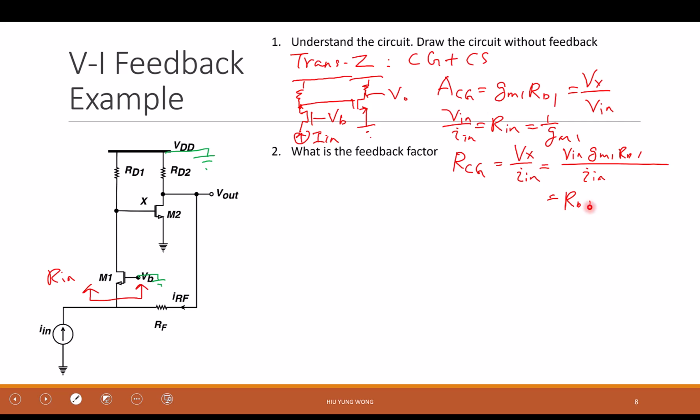What I'm saying is, I showed that Vx divided by I in, this is the definition, is the gain of the common gate. And Vx, of course, you know it is V in times the gain of the common gate, right? Because Vx divided by V in equals Gm1 RD1. And I also know that V in divided by I in is 1 over Gm1. So the whole thing becomes 1 over Gm1 times Gm1, then I have RD1.